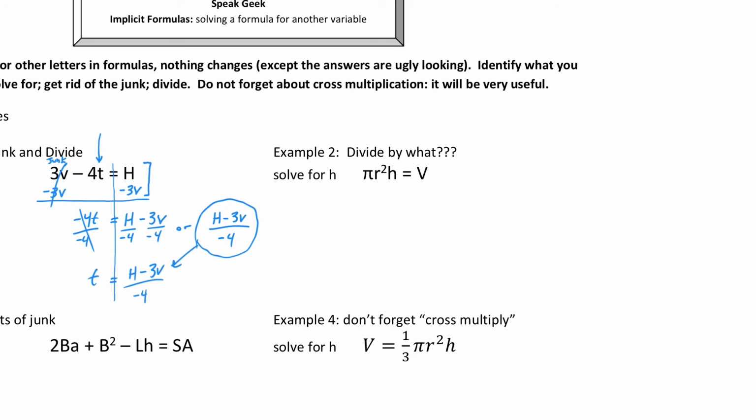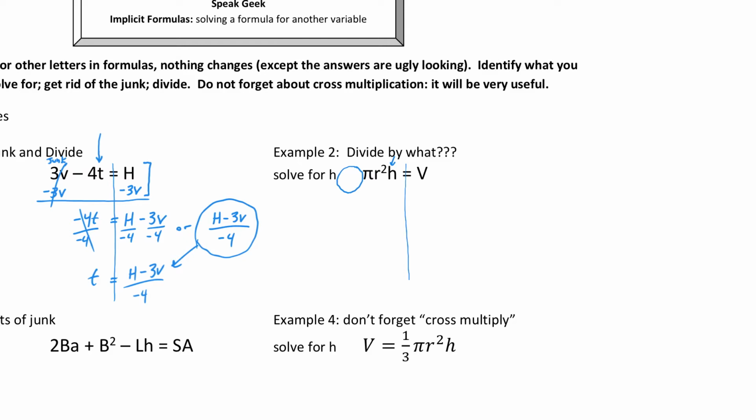So again, we draw the wall, and now we look for junk. Now remember, we're solving for h here. Is there any junk on this side of the wall? You can see right here there's no plus or minus signs, no extra terms, so there is no junk. Okay, so we go straight to divide. Now this looks crazy, but we're going to divide by whatever's in front of h.